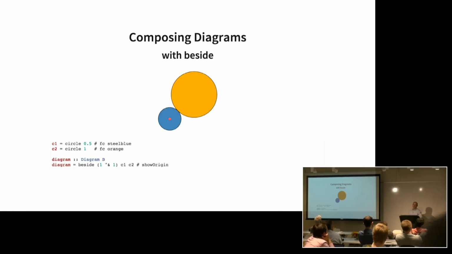It's also polymorphic. In diagrams, we make a distinction between points and vectors. So depending on what the code needs, that'll make either a point or a vector. In this case, it's making a vector.